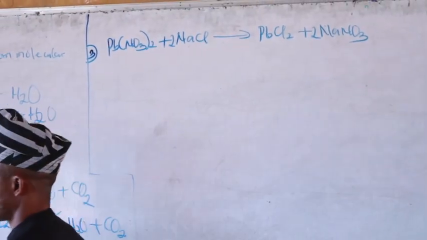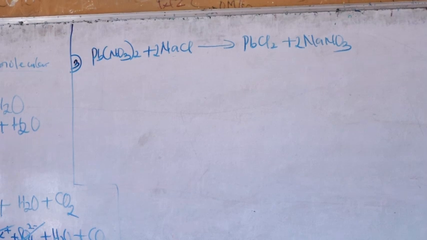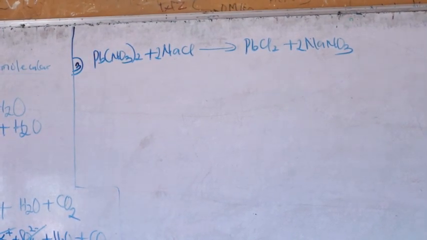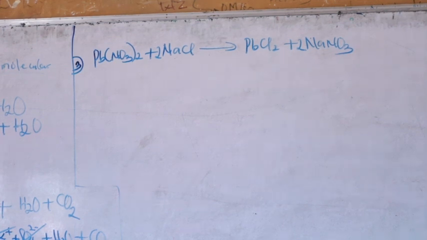So let us look at this. We want to write the ionic equation from the reaction between lead nitrate and sodium chloride to give us lead chloride and sodium nitrate.